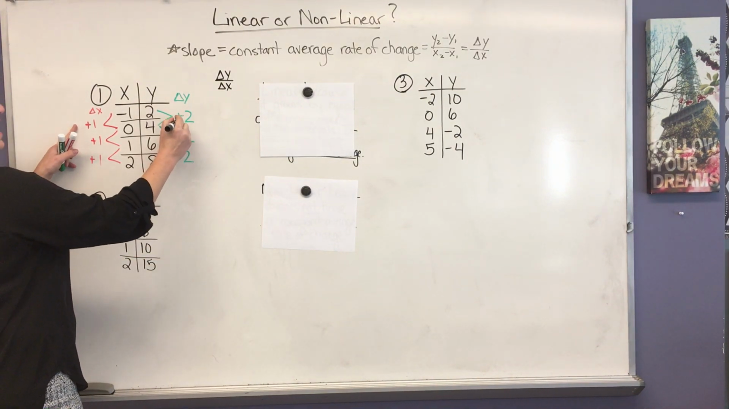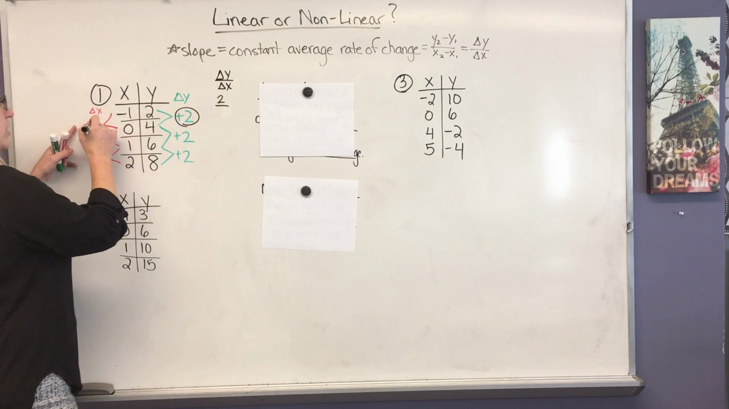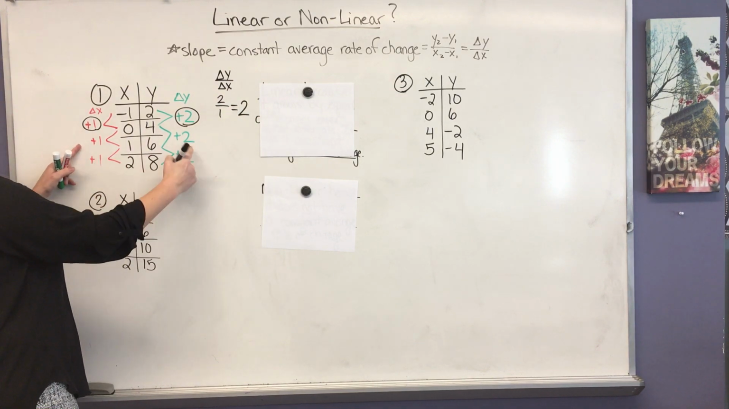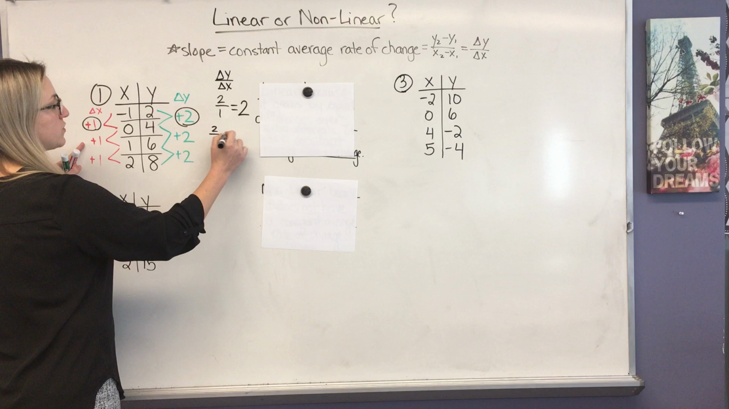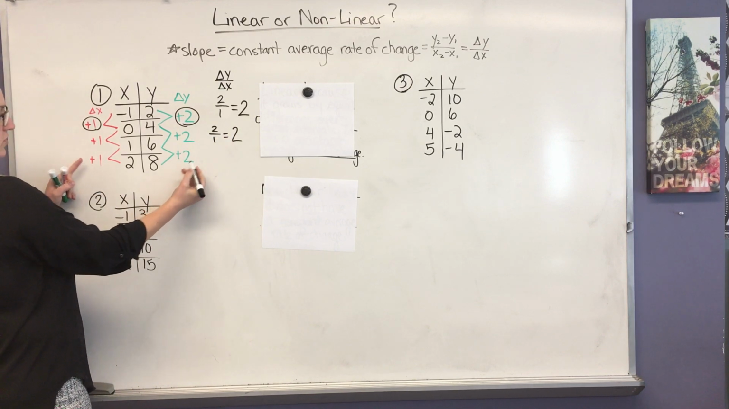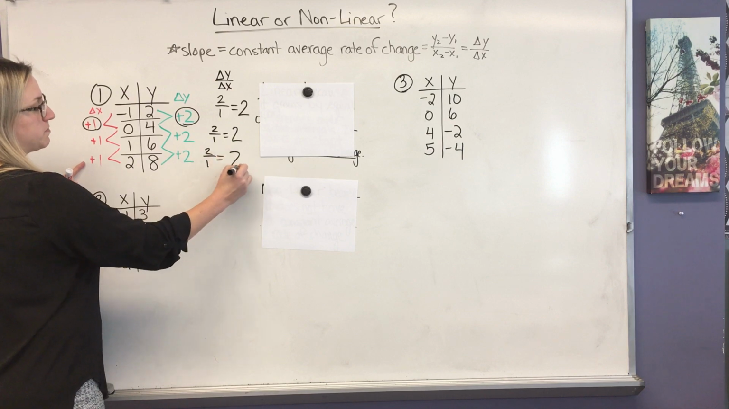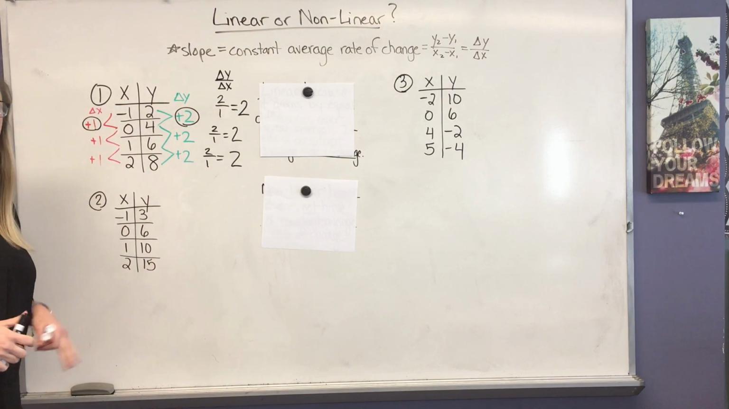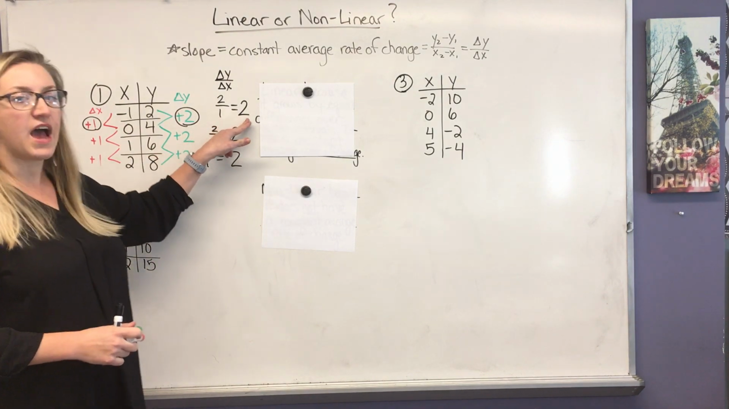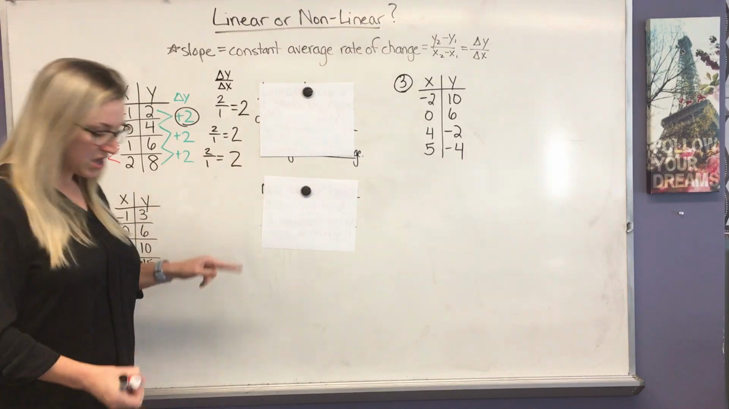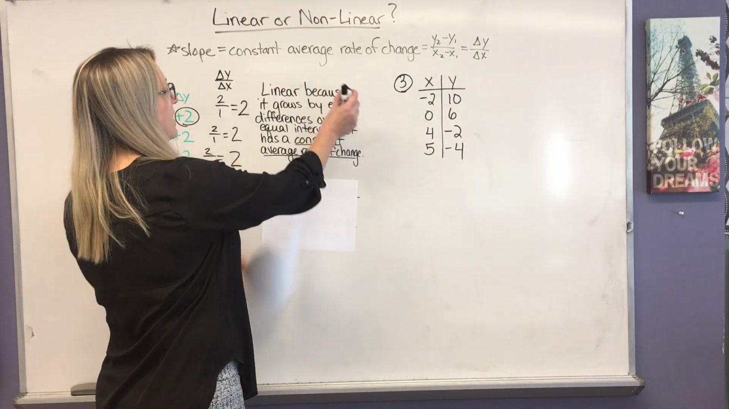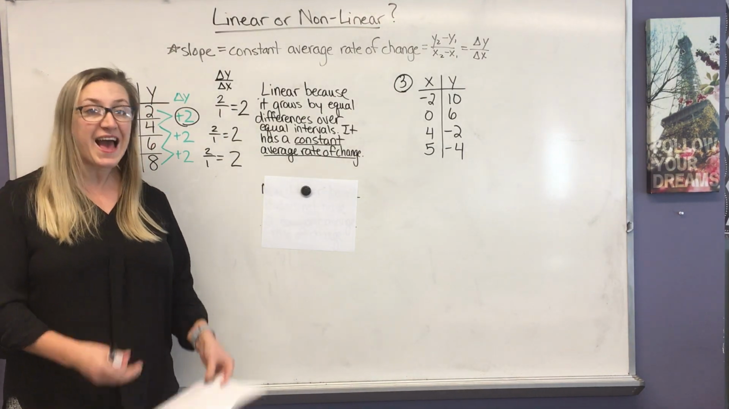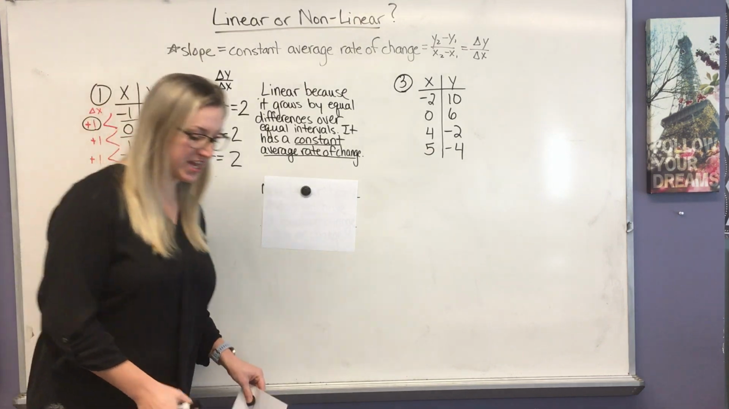So for the first two, I have +2 over a +1, which reduces to a 2. Then I have another 2 over 1, which is also 2. And the last one, which is a 2 over 1, which is also 2. So this is a linear function because no matter which 2 points I choose, I will always wind up with an average rate of change that is 2. So our answer is linear because it grows by equal differences over equal intervals. It has a constant average rate of change.